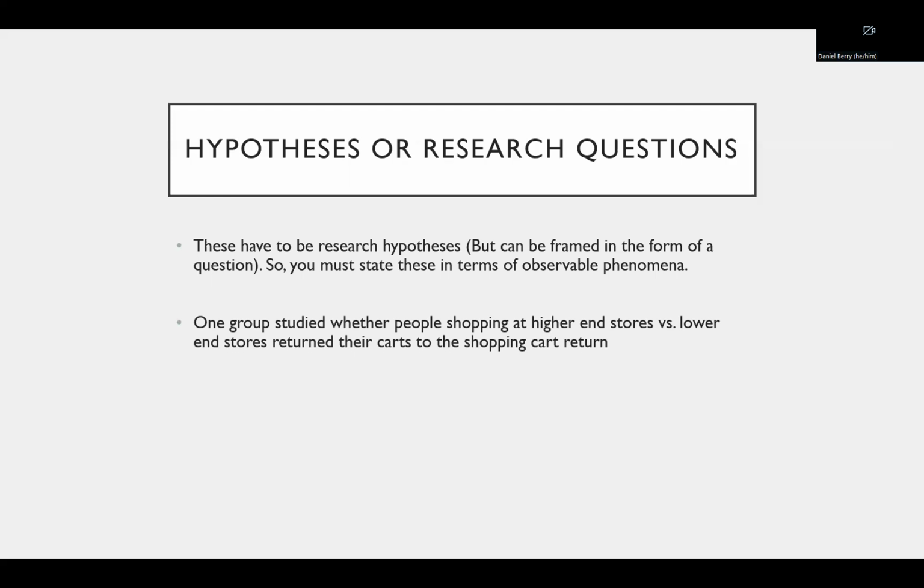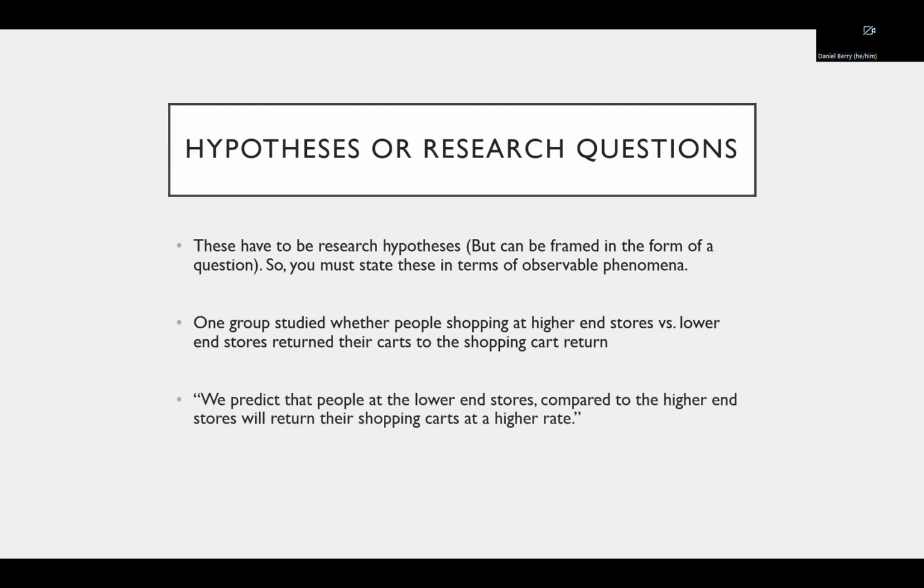As an example of this, one group in the past studied if people shopping at higher end stores versus lower end stores return their shopping carts to the shopping cart return. So social class here was measured with the type of store that they were shopping at, and the ethical behavior is whether or not they returned their shopping carts. And here was a hypothesis that they put forward. Let you read over that.